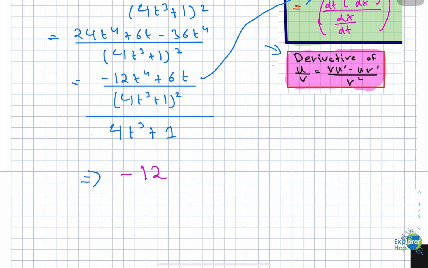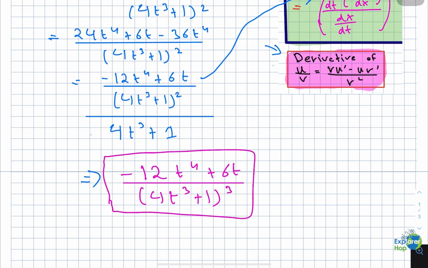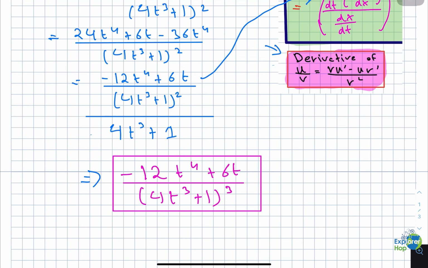minus 12t to the power of 4 plus 6t divided by 4t cubed plus 1 whole cubed, and that's our final answer. Let me just highlight this, and that's how you find the second derivative of parametric equations.